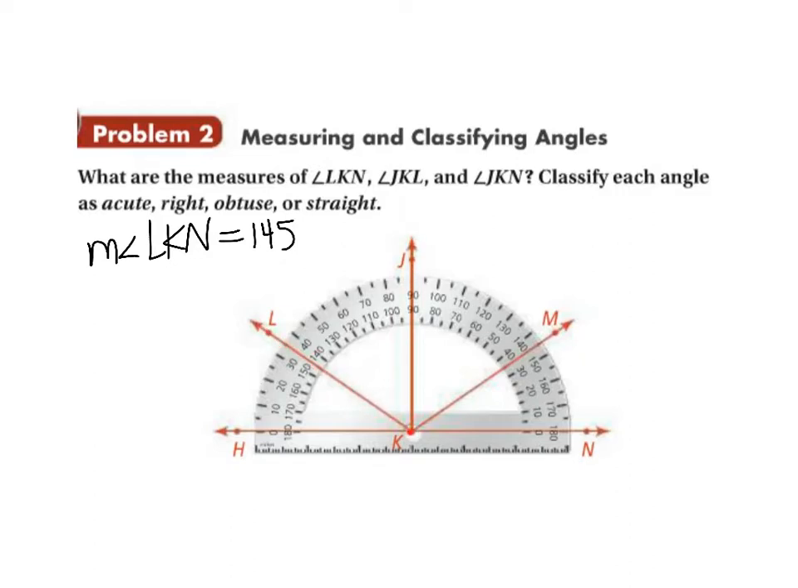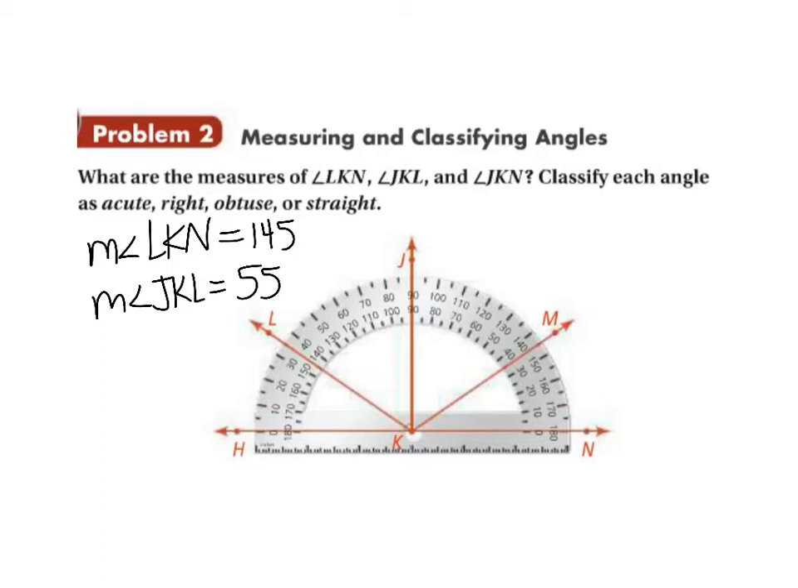JKL. Okay, so this one does not line up at the 0, so you just kind of have to look at, well, I'm at 90, and I'm going to make it to 145. How much did I just go there to get from 90 to 145? The measure of angle JKL would be 55.